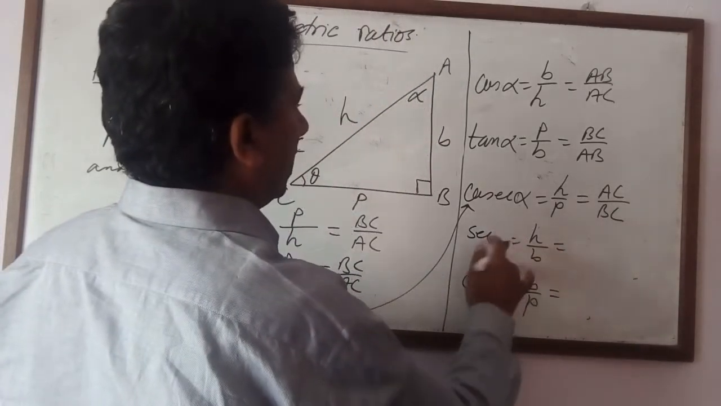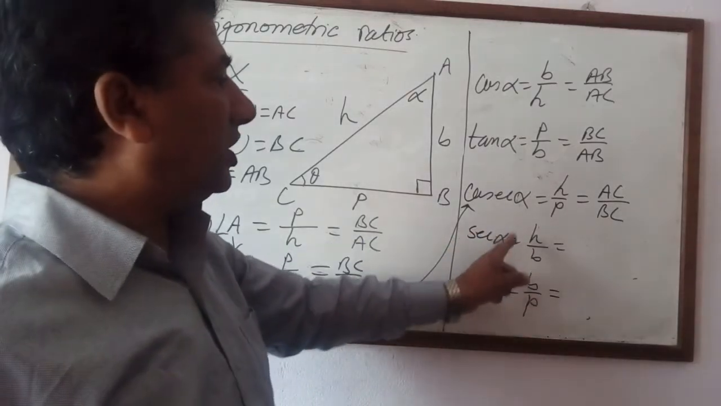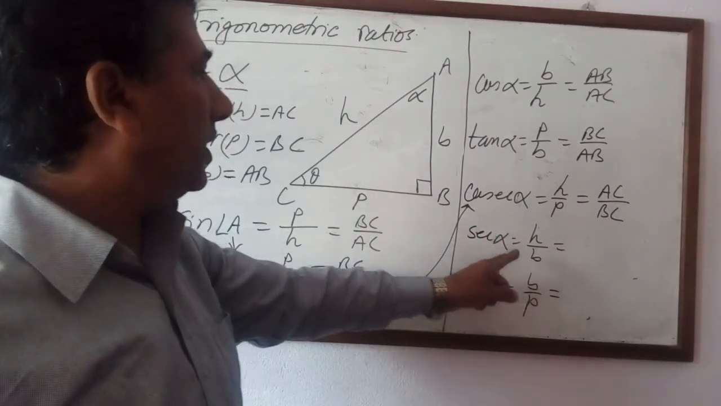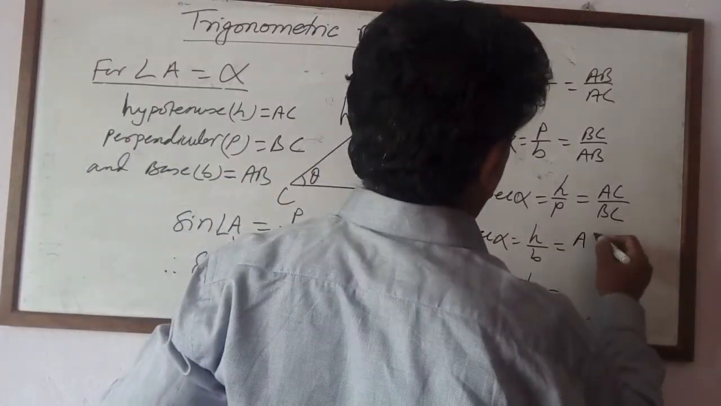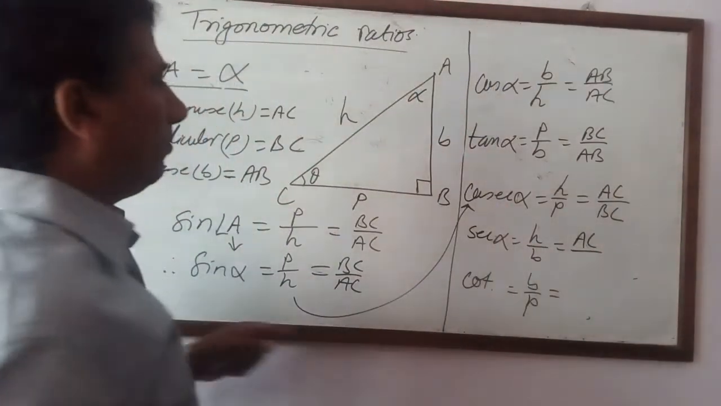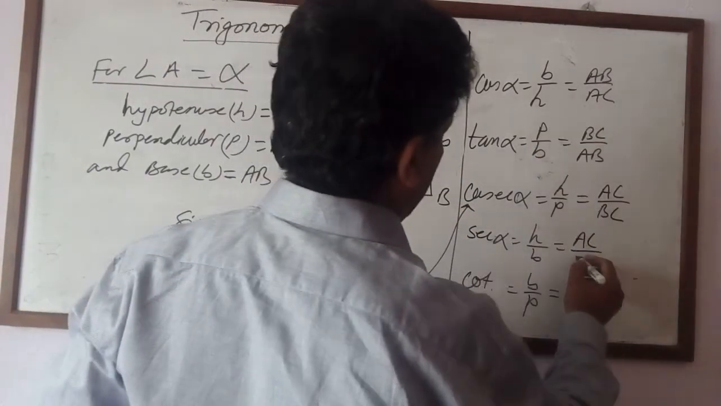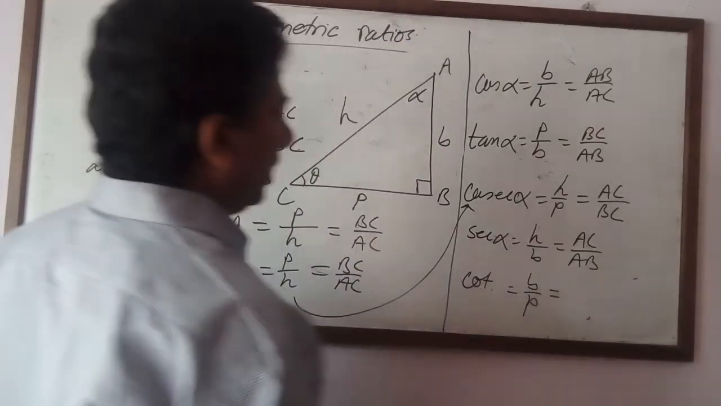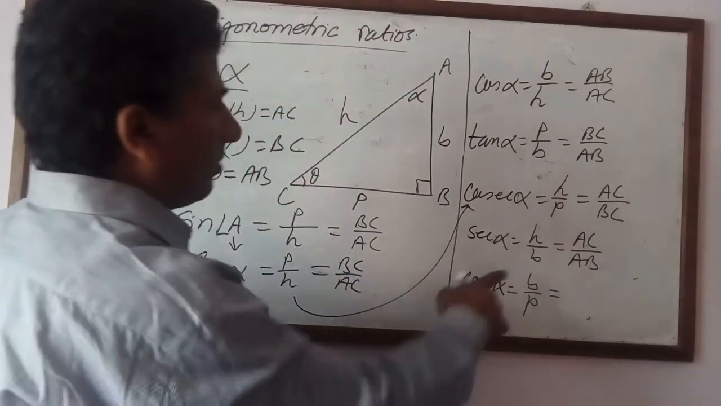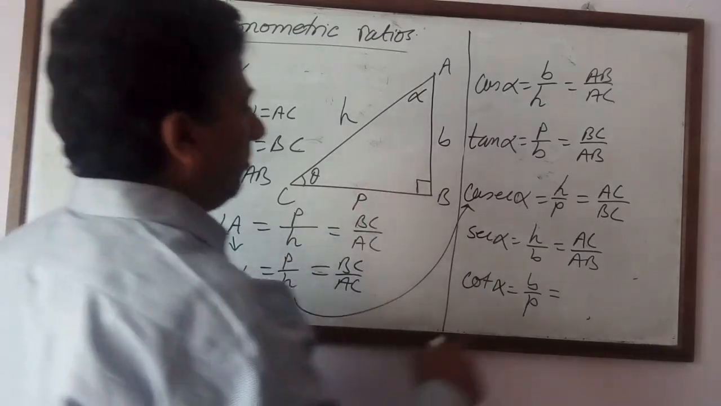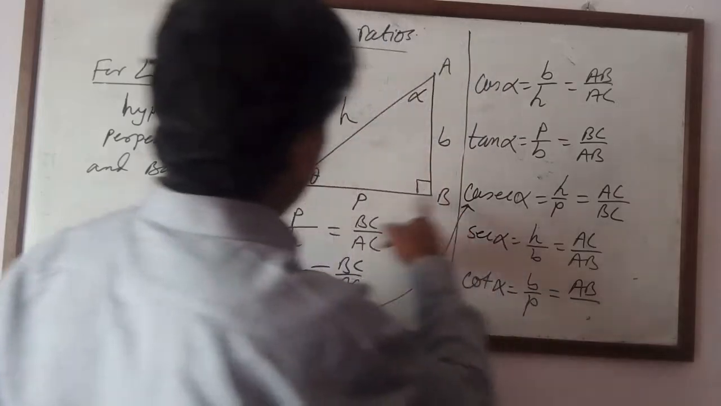Now for sec alpha, the ratio is sec = H by B, hypotenuse by base. Which one is hypotenuse? Hypotenuse is the same, AC. Base, for this alpha, base is AB, opposite of this one, AB. And cot alpha, cot = B by P. B means which one? AB. P means BC.